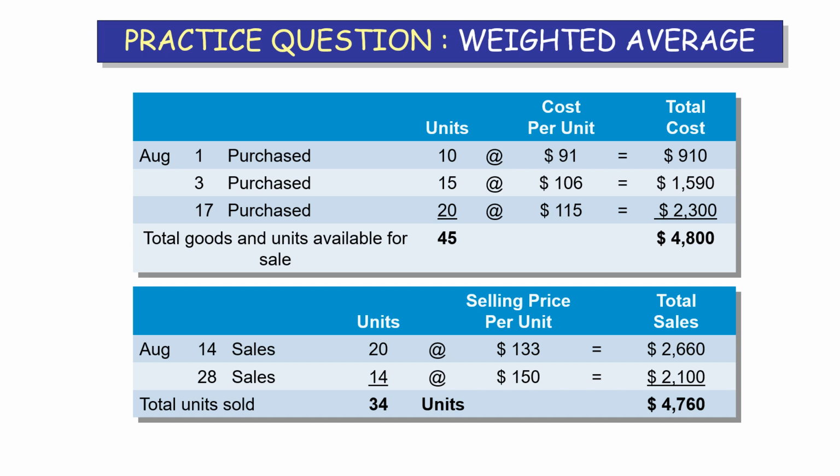But we need to find out what is the cost of those 34 units so that we can deduct it from the sales revenue to give us the gross profit. So let's look at how we do that.